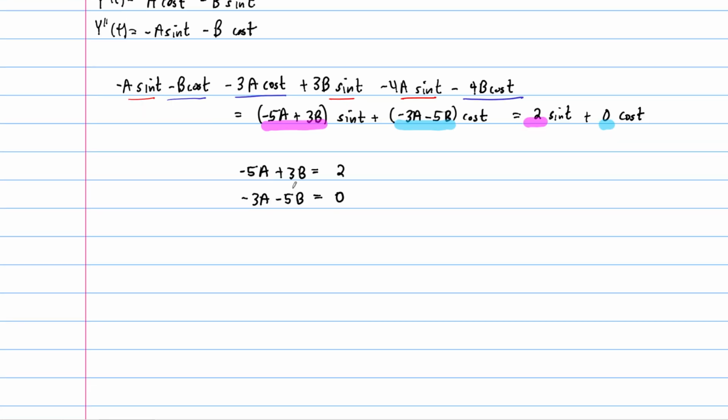This can be written in a matrix equation. So I'm going to do it this way because I want to review Cramer's rule with us. This can be written in a matrix equation now, where the coefficient matrix is minus 5, 3 in the first row, minus 3, minus 5 in the second row. The unknown constant vector, A B, goes here. And then the right-hand side, 2, 0, goes here.